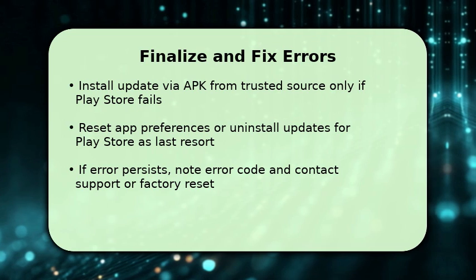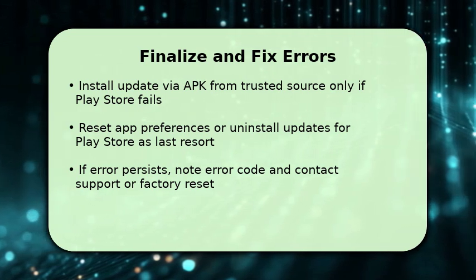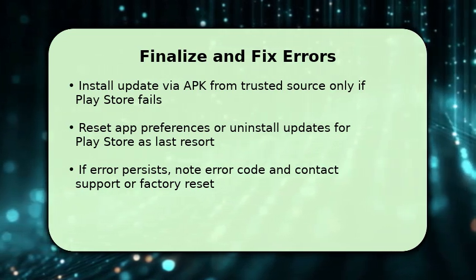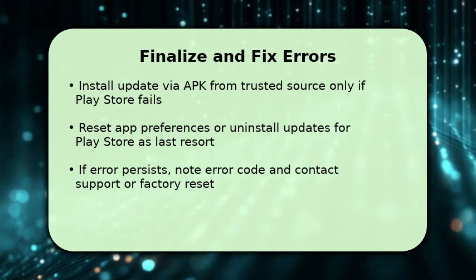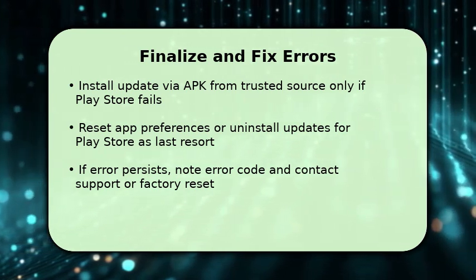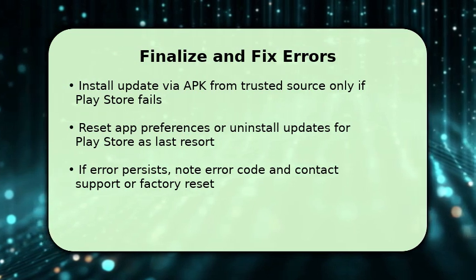If that still fails, you can install the app APK from a trusted source as a controlled fallback, but make sure signatures and versions match. Once installed, verify functionality and permissions.